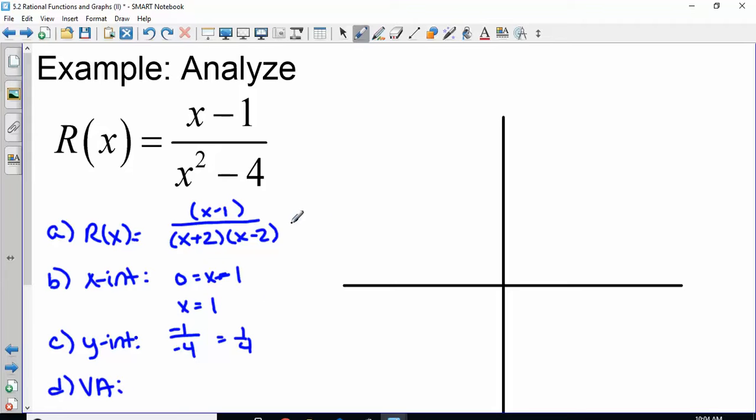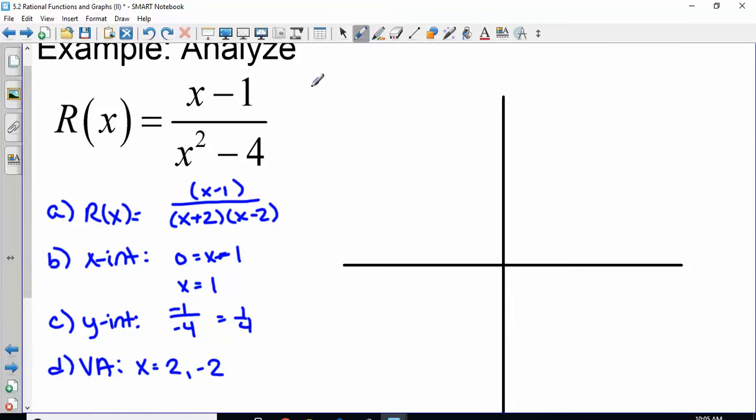Asymptotes. Vertical asymptote. We want to look at the factored form. Vertical is what makes the bottom 0. So that would be x equals +2 and x equals -2. What's the degree of the top? Bottom? So when the top is smaller, it's a horizontal y equals 0.